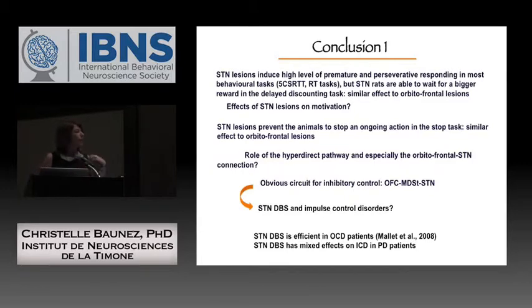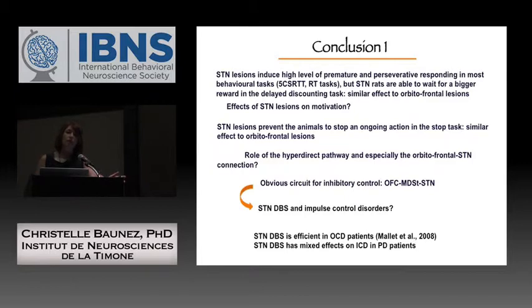And of course, since we had all these results with STN lesions suggesting that these rats were really highly impulsive, compulsive, then we thought, oh, maybe we have a model of OCD just by inducing STN lesions. But interestingly enough, when you apply STN DBS in OCD patients, you have a beneficial effect. And STN DBS also has mixed effects on ICD in PD patients.